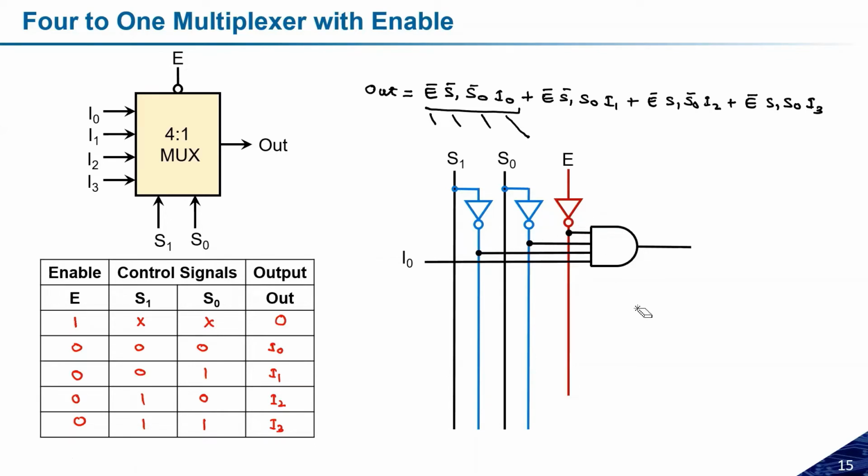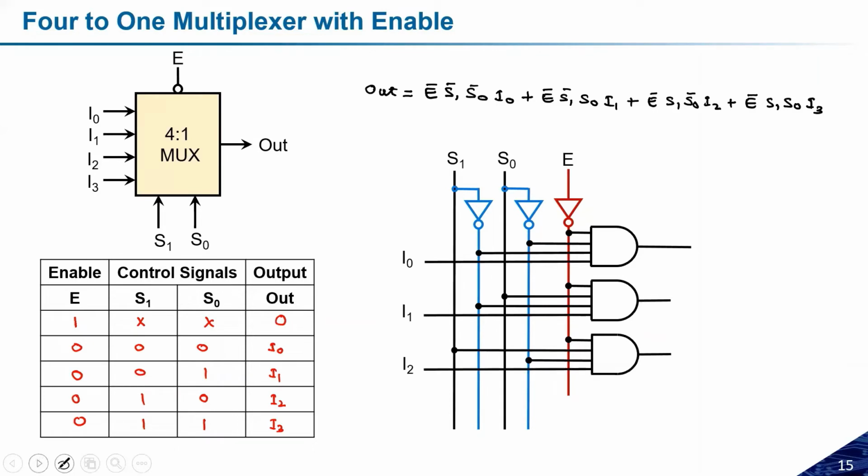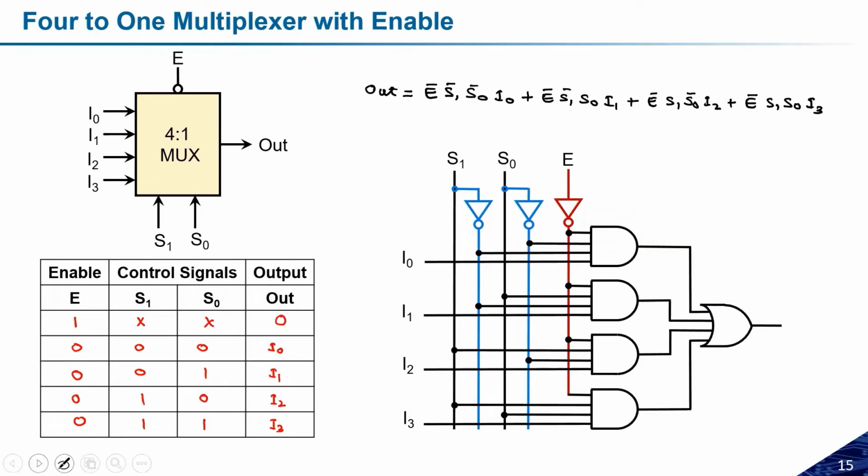Similarly, you can design the second term just like this one. You need enable, then S1 bar and S0, and I1 will be the second input. Similarly, the third component and the fourth component. So this is all about the components. Now, after that I have to OR all these components. I have to add all these components. So I need one OR gate, and this will be the output.